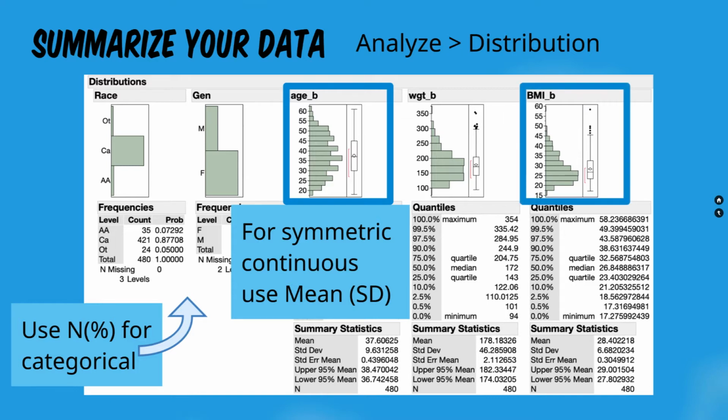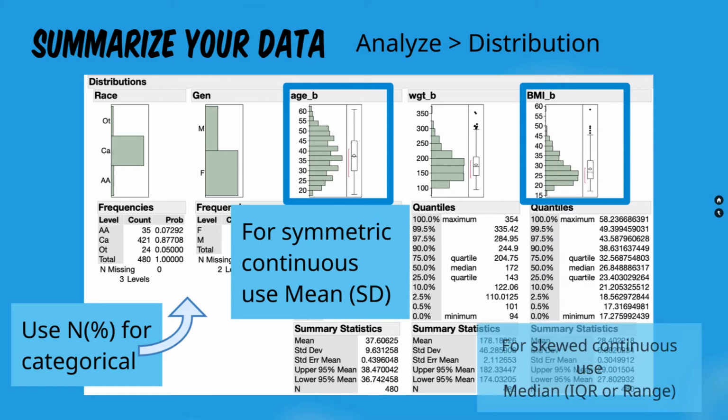In looking at BMI, it is rather skewed, meaning that we have a shift in the tails or the ends of the distribution. They are more on one end than on the other. And in this case, you'd want to use a median with an interquartile range or the median with the minimum and the maximum. This is for skewed distributions.